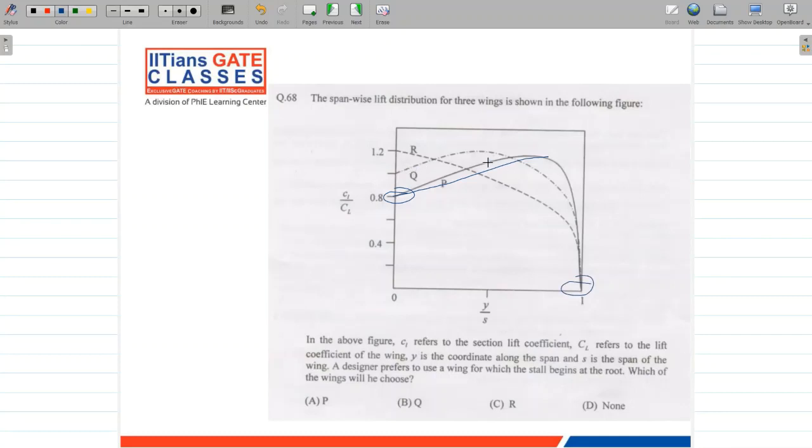And Q again starts in a very similar way. It starts at 0.9 and then increases and then decreases. While R basically starts at a very high value, it does not show an increase and decrease, but it just shows a continuous decrease with respect to your span-wise location.